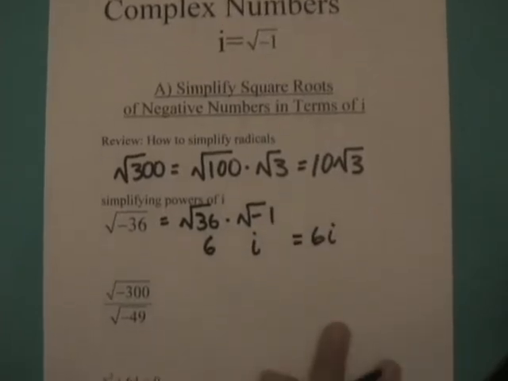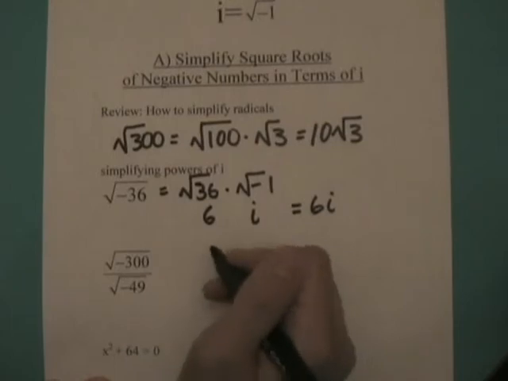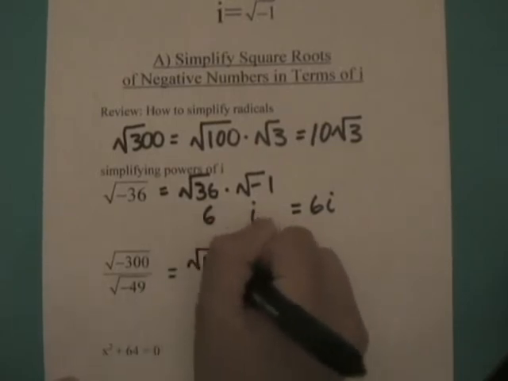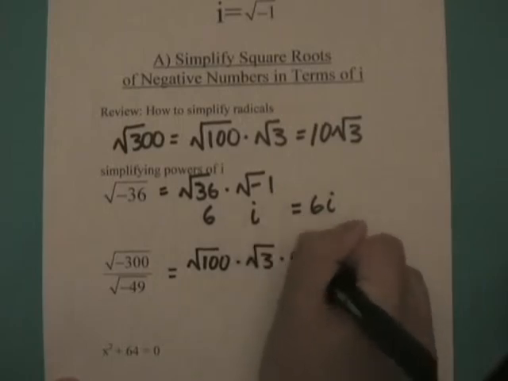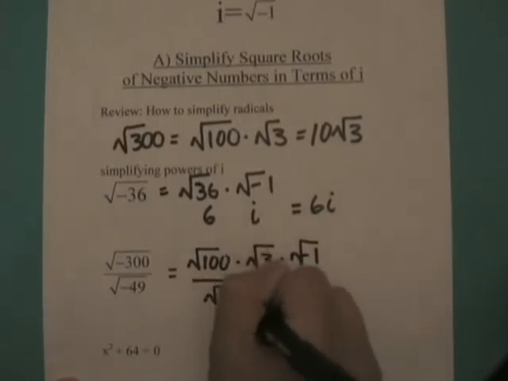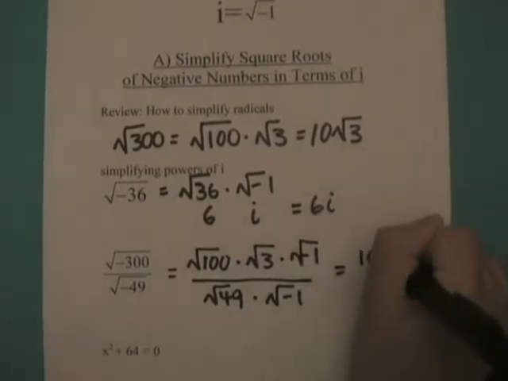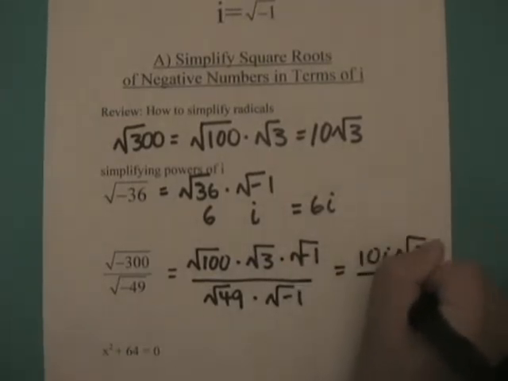So let's move on to a more difficult one, which is this one. We'll do the top first, and radical -300 equals radical 100 times radical 3 times radical -1, all over radical 49 times radical -1, and that will equal 10i radical 3 over 7i. So that's the final answer.